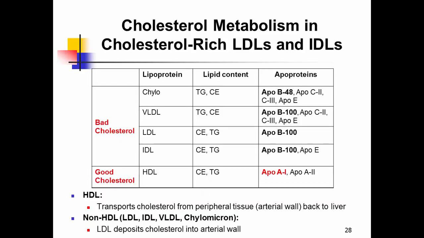Okay, so good cholesterol and bad cholesterol. I think we always think HDL is a good cholesterol, right? And LDL, VLDL, and chylomicron are the kind of bad cholesterol because they have higher levels of triglyceride and cholesterol.